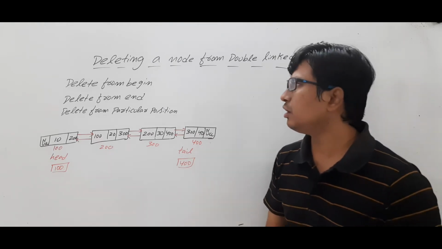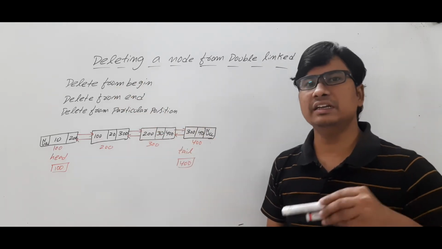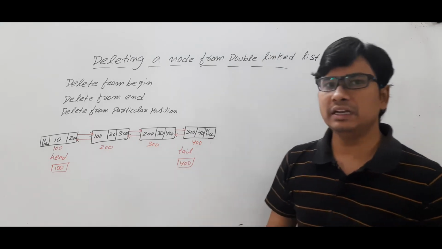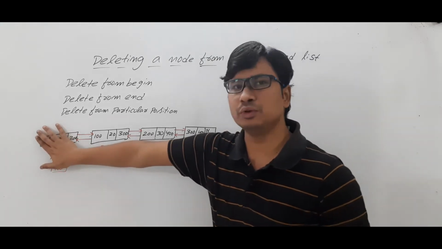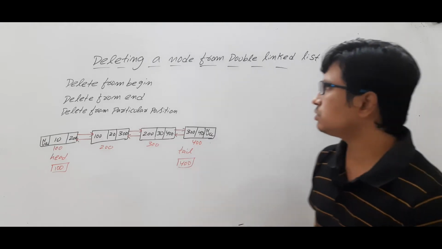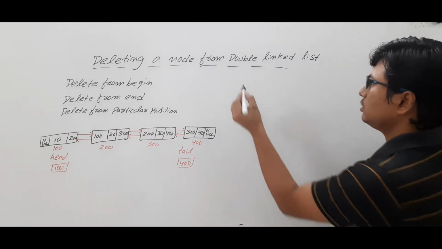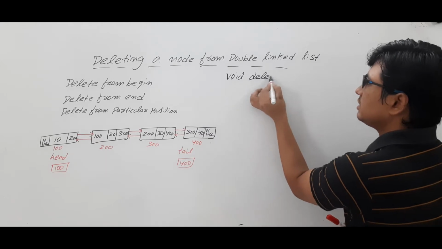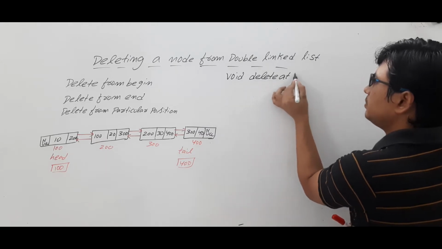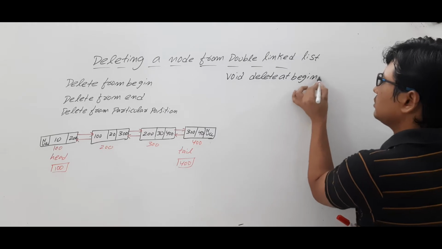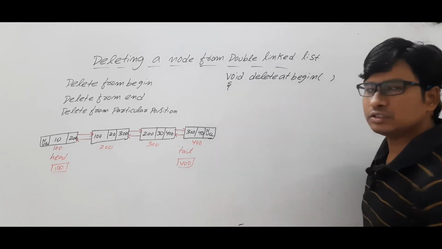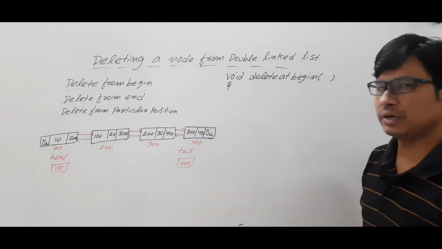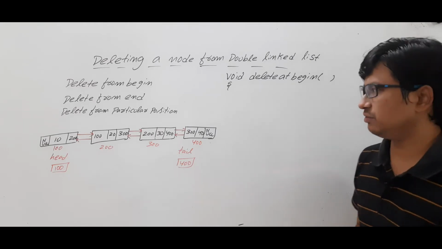Is it clear? Now we will discuss how we can delete a node from the beginning. Deleting a node from the beginning means the first node you have to delete. Is it clear? So now let me write the user defined function called delete at begin. Let me write it. Okay, it is a user defined function. It is your wish what name you want to give, but you need to follow the rules of an identifier.